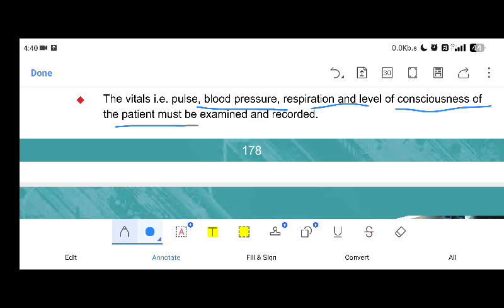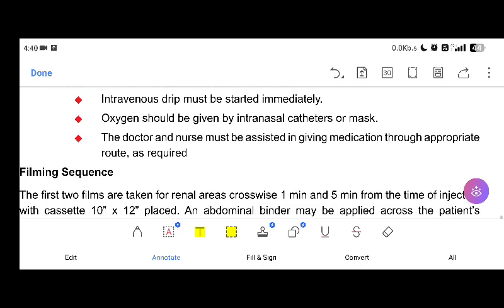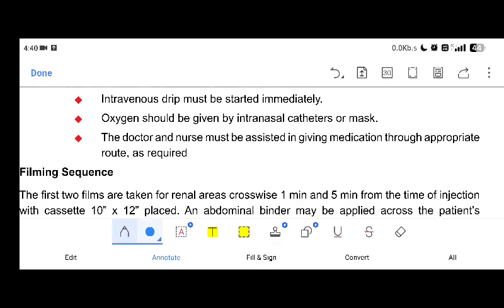The vitals like pulse, blood pressure, respiration, and level of consciousness of the patient must be examined and recorded, and an intravenous drip must be started immediately. Oxygen should be given by intranasal catheter or mask, and doctors must be assisted in giving medication through the appropriate route as required.